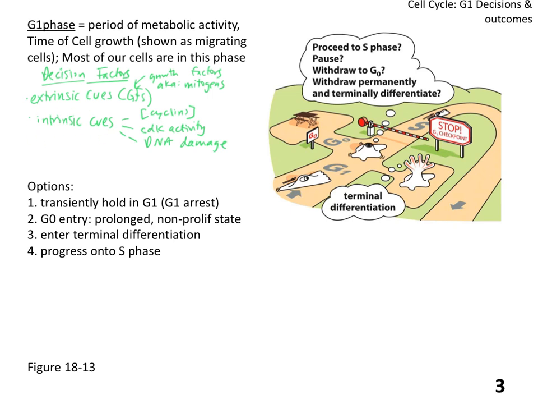A second category of decision factors for a cell that will determine which of the options it takes from G1 include the concentration of cyclins, CDK activity, and of course those are tied together, and also DNA damage. And again, intrinsic cues implies internal cues for the cell, things that are inside the cell membrane, versus extrinsic is talking about outside the cell, and so not outside the whole body of the organism, but just outside the cell.